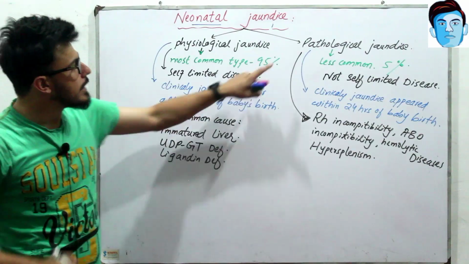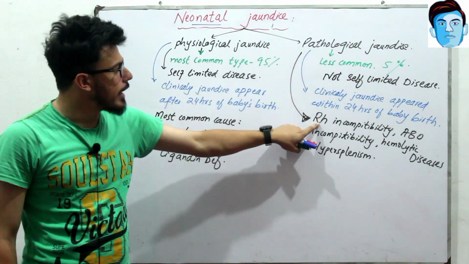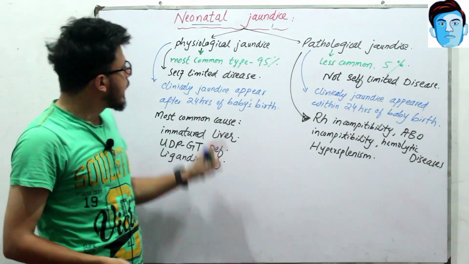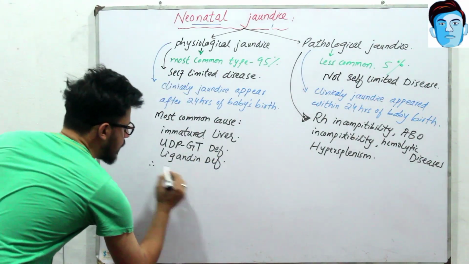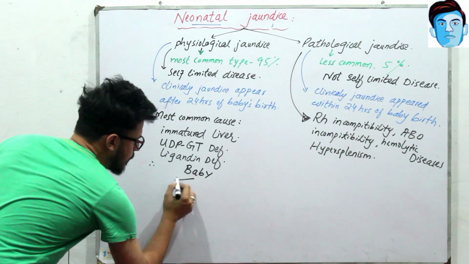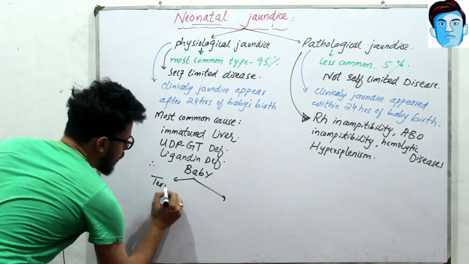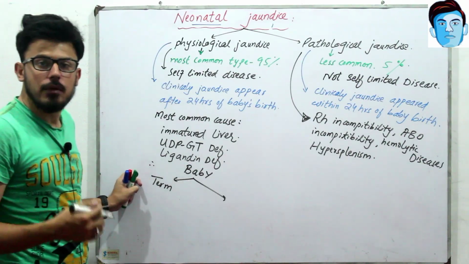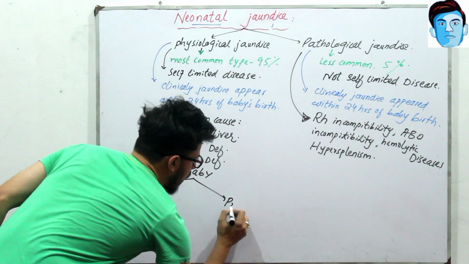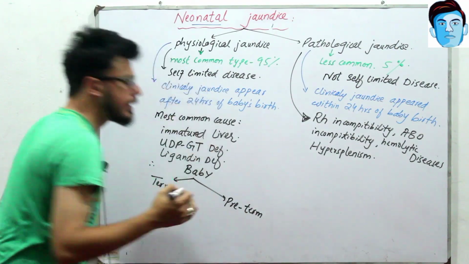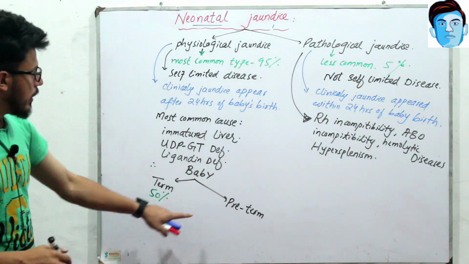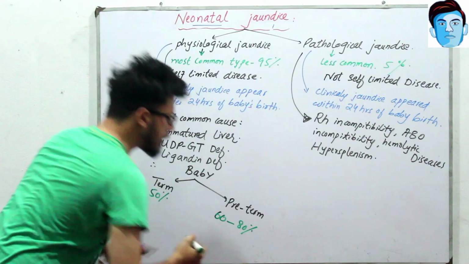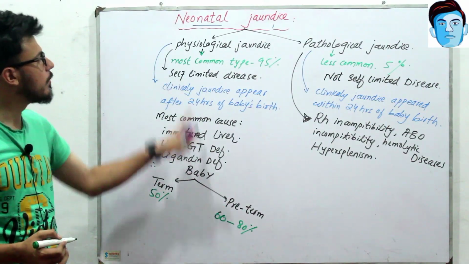So the major causes reported in pathological jaundice are Rh incompatibility, ABO incompatibility, hemolytic diseases and hypersplenism. Now, in case of physiological jaundice, let's suppose there is a baby, and the baby is term or preterm. Term means a period of gestation equal to 37 weeks, while in preterm the period of gestation is less than 37 weeks. There is a 60 to 80% chance of a preterm baby developing physiological jaundice.